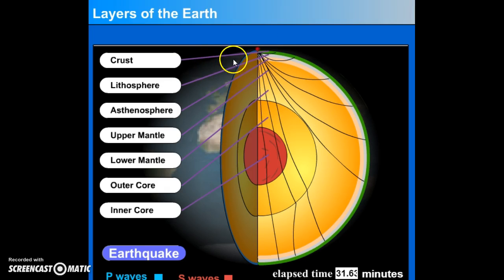So now I can even further divide the layers I mentioned before. We can say the crust is the solid upper rock, where the lithosphere is the crust and the upper mantle, the solid parts of the Earth. Lithos means rock. Then we have this layer called the asthenosphere. It's kind of a plastic, ductile layer that allows for plates to move on the Earth's surface. We have an upper mantle, a lower mantle, a liquid outer core, and a solid inner core.